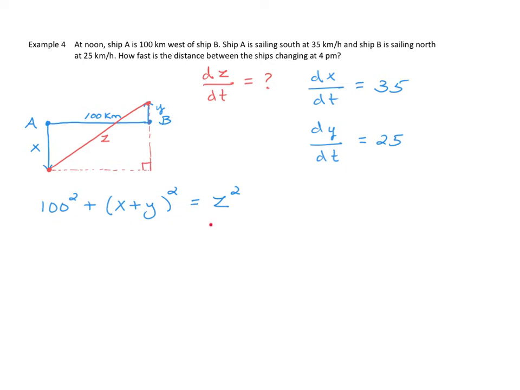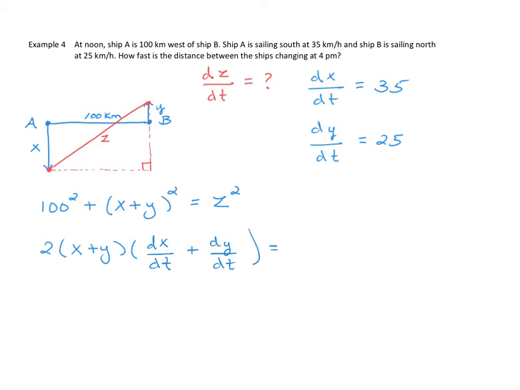I'm now going to differentiate both sides with respect to t. The derivative of 100 squared is 0. I'm not going to write it down. The derivative here of (x plus y) squared is, bring down the 2, copy down the x plus y. You subtract 1 from the exponent, which I won't write, but you have to multiply by the derivative of what's in the parentheses. That is dx/dt plus dy/dt.